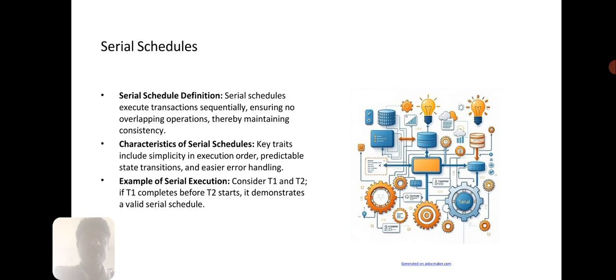What are the characteristics of serial schedules? The key traits include simplicity in execution order, a predictable state of transactions, and easier error handling. An example of serial execution is transaction 1 and transaction 2. If you complete T1 completely before T2 starts, we can easily say it is a valid serial schedule.